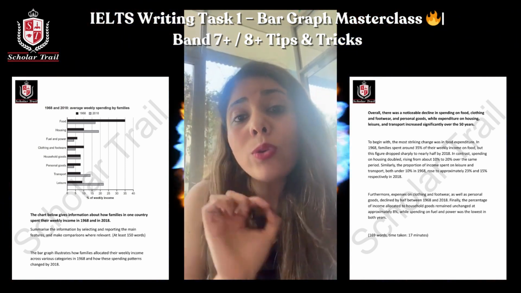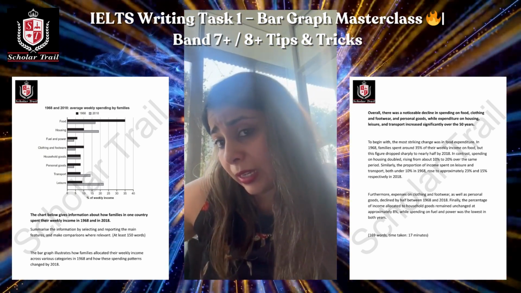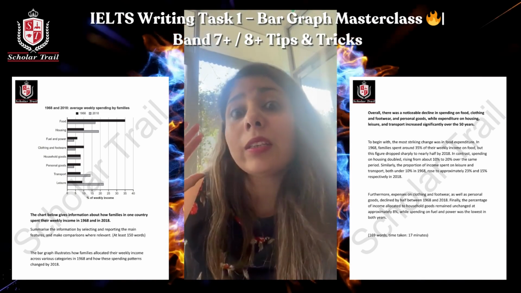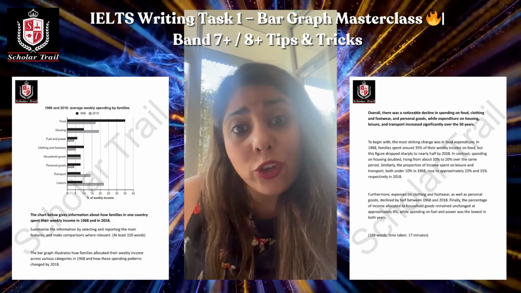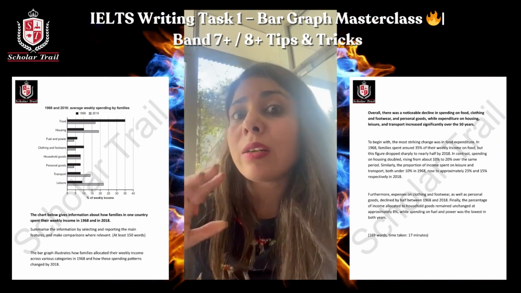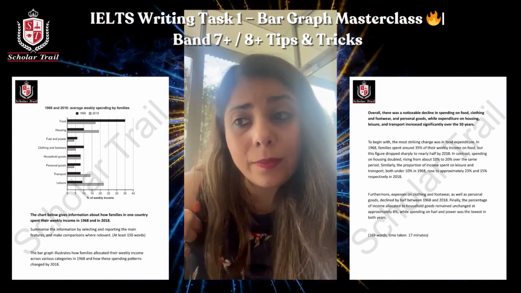To begin with, the most striking change. Where's my most striking change? It's on my food expenditure. Now, if you look at the black line and the gray line, in 1968, the families were spending nearly 35% of their weekly income on food. But imagine in 2018, their expenditure on food was nearly 17%, which is like half of what they used to spend in 1968.